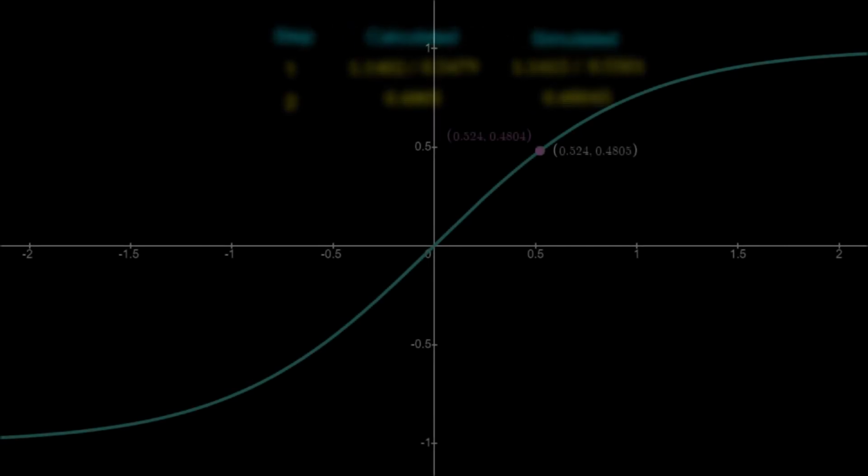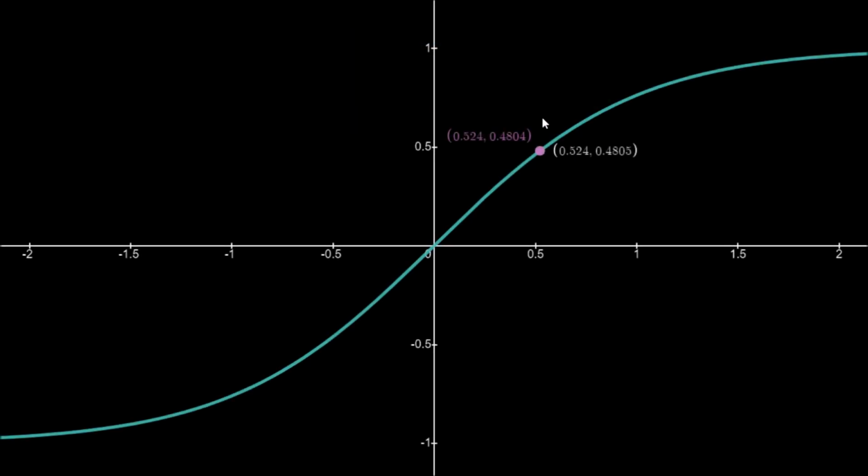So these are the two steps that we went through. Now the actual calculated results are given by the cosh of the angle, which is 1.1402, and the sine of the angle, which is 0.5479. Now the actual simulated values are 1.1415 and 0.5501. These values went into the second stage. Now the actual calculated value for the final output should be 0.4805, and with these values here we simulated 0.48045. So let's go ahead and we'll plot the final result.